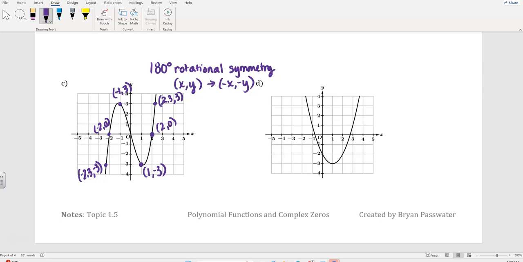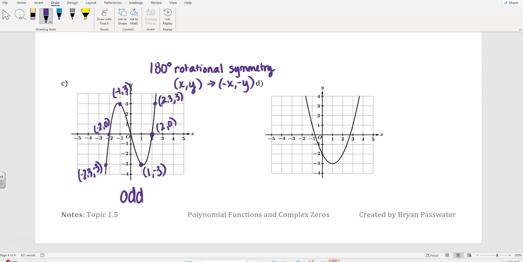If I've got the point 1, negative 3, then negative 1, positive 3 is also there. So if you just change the sign of both coordinates, that point should also be on the graph if you have 180-degree rotational symmetry. This one does. This is an odd function.